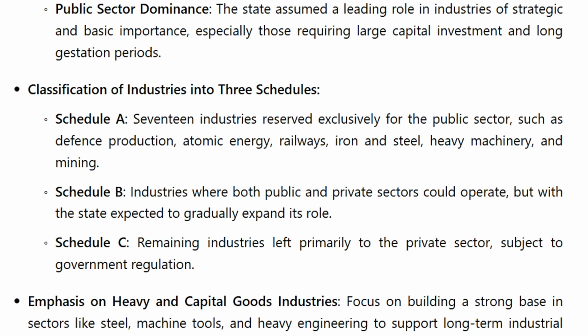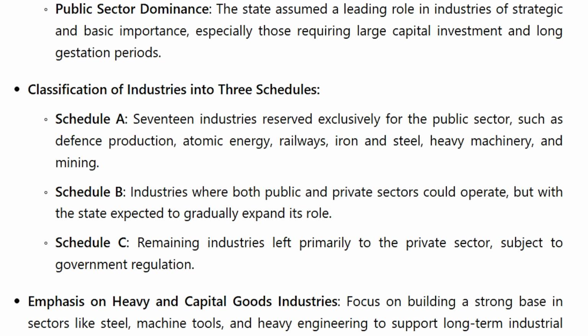The state assumed a leading role in industries of strategic and basic importance, especially those requiring large capital investment and long gestation periods. Classification of industries into three schedules. Schedule A: 17 industries reserved exclusively for the public sector, such as defense production, atomic energy, railways, iron and steel, heavy machinery, and mining. Schedule B: industries where both public and private sectors could operate, but with the state expected to gradually expand its role. Schedule C: remaining industries left primarily to the private sector, subject to government regulation.